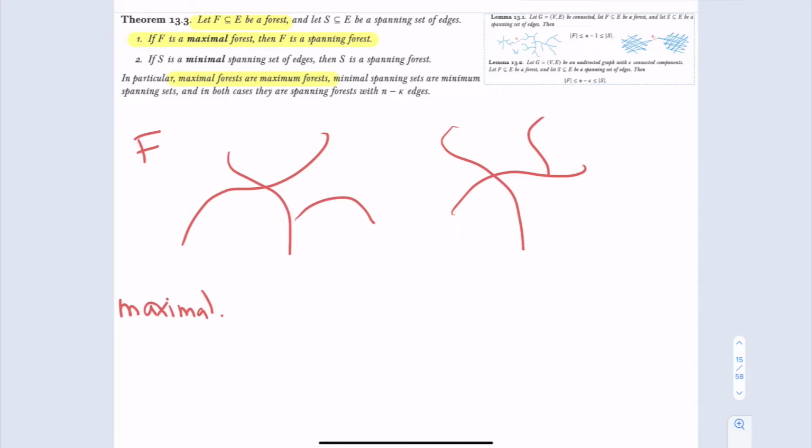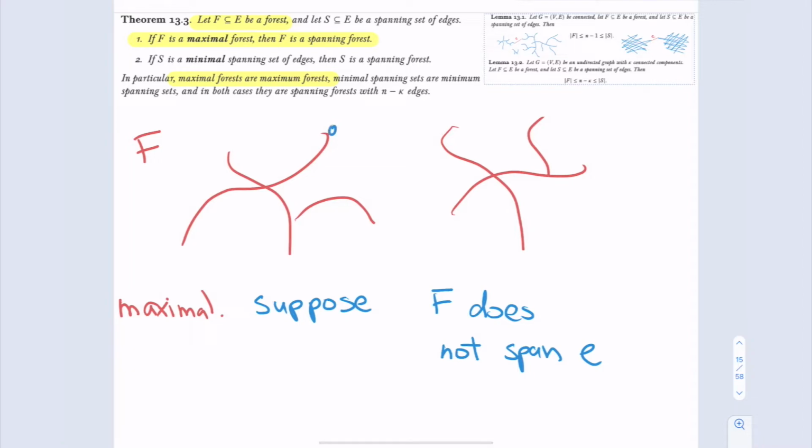Okay, so we'll prove this by contradiction. Suppose F is not spanning. So F does not span some edge E. There's some edge E, and we know that it can't look like this, because this edge is spanned by F. The endpoints are already connected. So it must go across components, something like this.